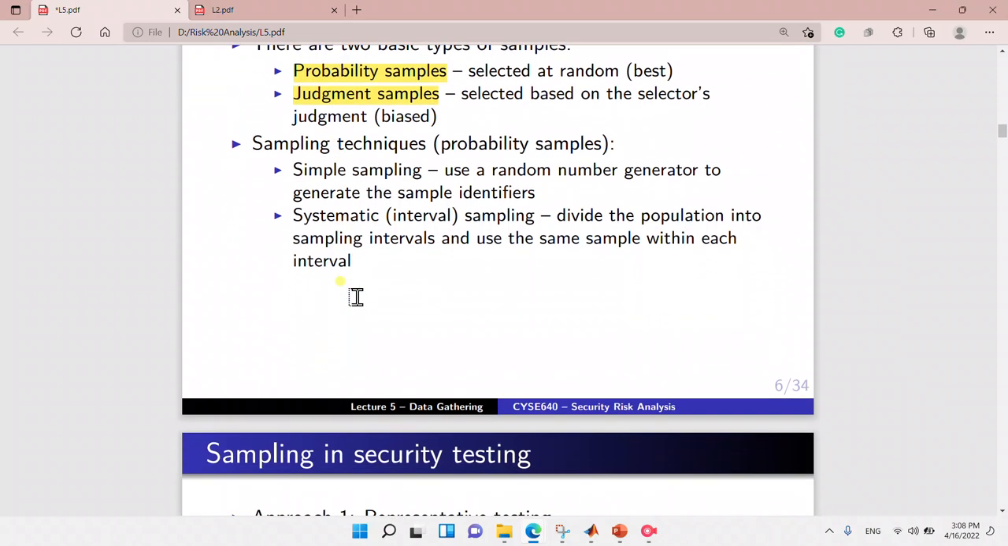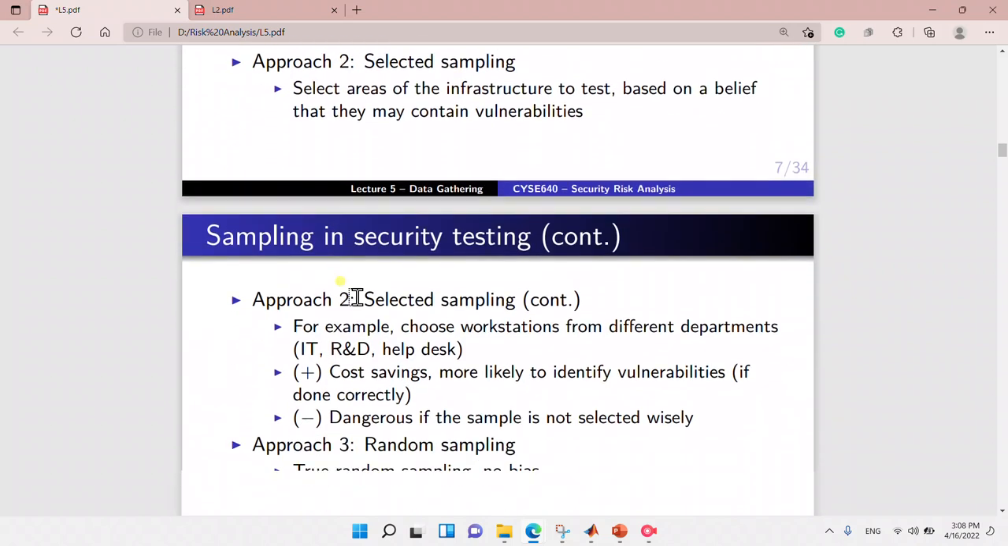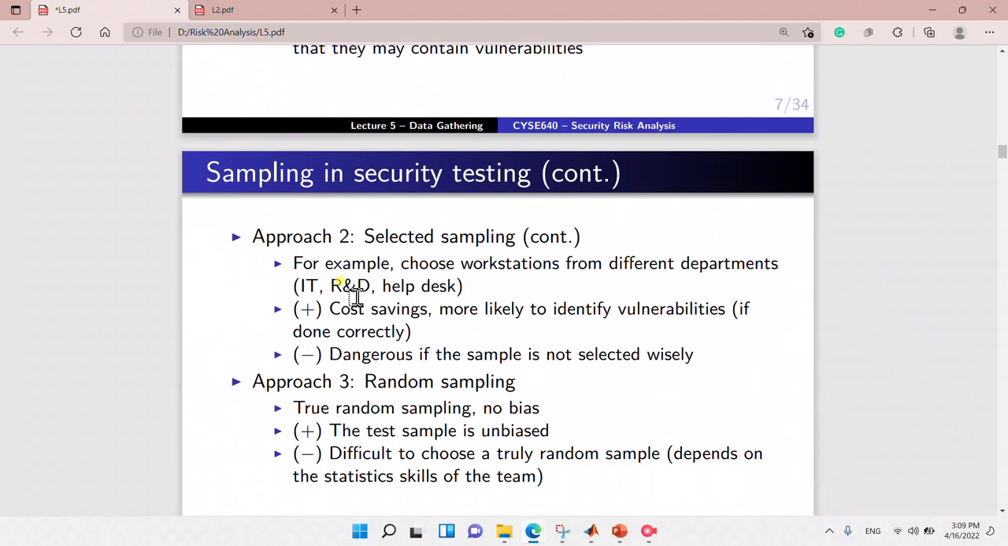عنا بعدين التكنيكس. كم تكنيك عنا؟ خلنا نشوف. عنا 3 approaches.